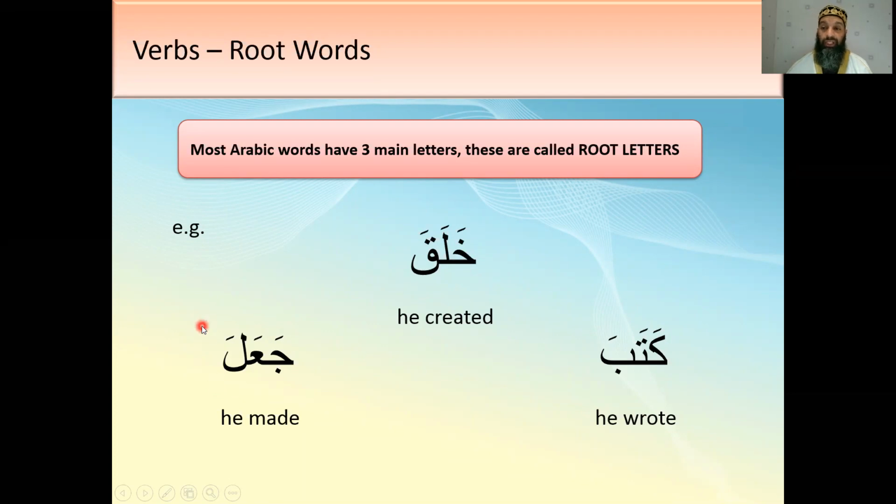Okay, so a root word is a verb and for now, it consists of 3 letters. And those 3 letters have a meaning. And then from there, you can add other letters to it, and you can change the meaning, as we'll see, inshallah. So a root word is a verb. Mostly, for now, it contains 3 letters. And can anybody else notice something about the meaning of these 3 words?